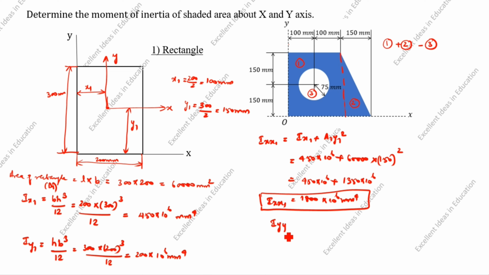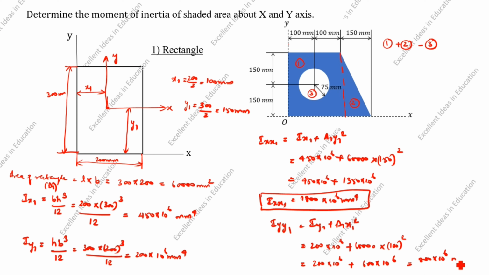Now we will calculate the y axis. Iyy1 is equal to Iy1 plus A1 x1 square. Carefully write the formula: x means it comes here as y, y means it comes as x. Iy1 value is 200 into 10 power 6 plus A1. A1 value is 60,000 into x1 square, x1 is 100, so 100 square, equal to 200 into 10 power 6 plus 600 into 10 power 6. What comes? 800 into 10 power 6 mm power 4. This is Iyy1. Now we have calculated the moment of inertia of the rectangle.